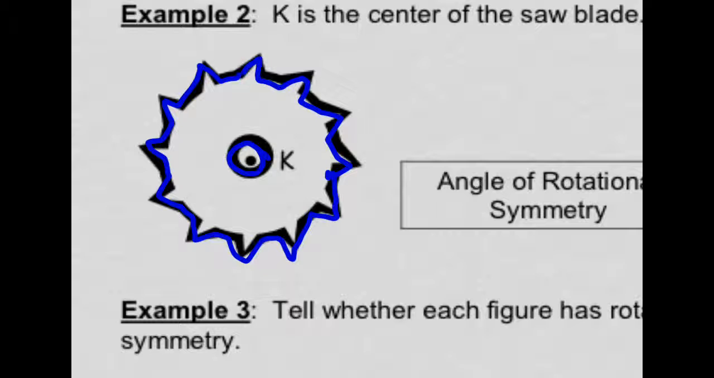And so, how many points of rotational symmetry do you think this guy has? 1, 2, 3. You got it. 12. Because it has 12 spikes. And then, a little bit more difficult question.